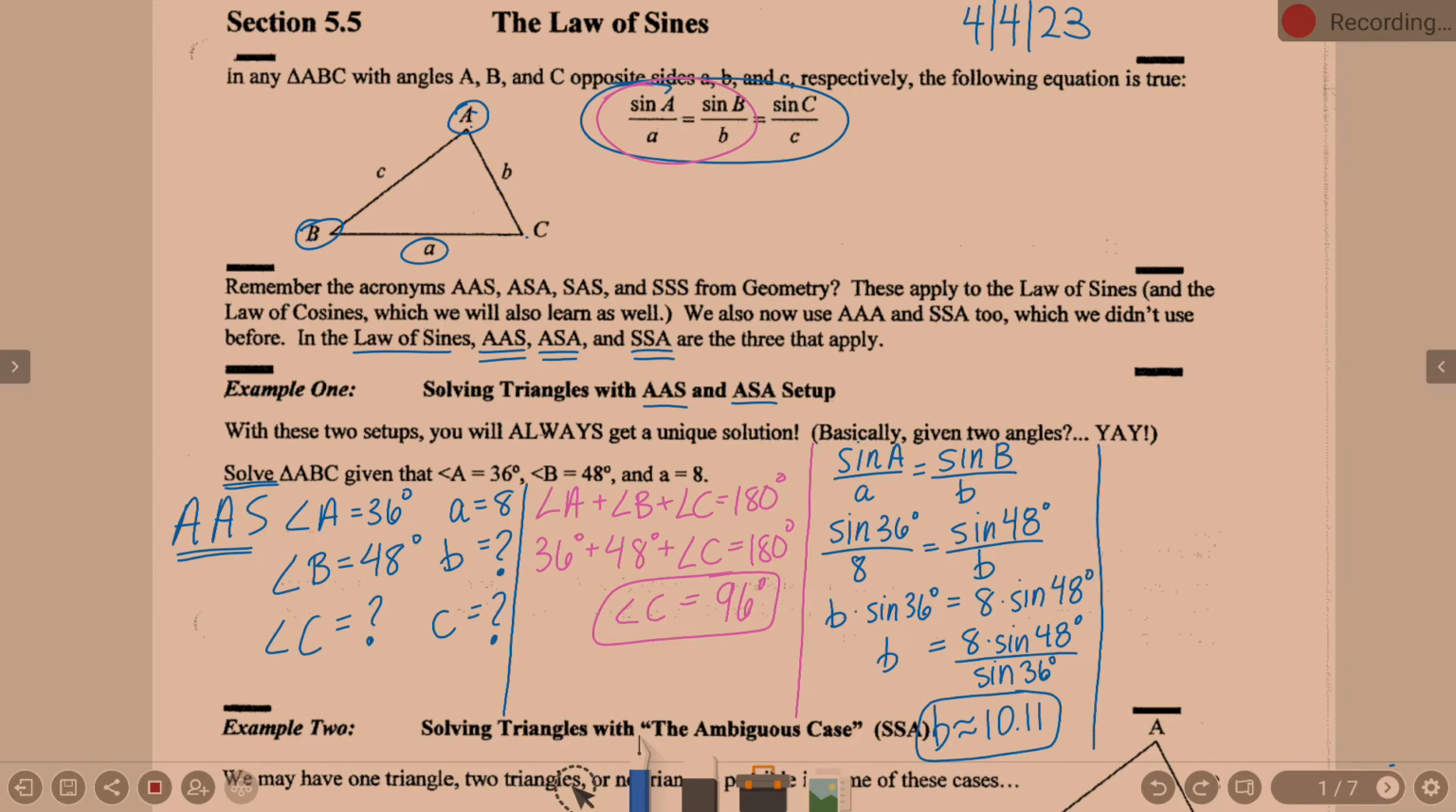The answer of 10.11 is the correct approximate answer. Perfect. Now, if you're not getting that, definitely check your setting. We were given degrees. 36 and 48 are degrees, so you have to be in degrees. And other than that, it would just be a matter of making sure you find a proper way to enter it in the calculator, which this one's not too bad. 8 times sine of 48 divided by sine of 36. That one's not a horrible thing.